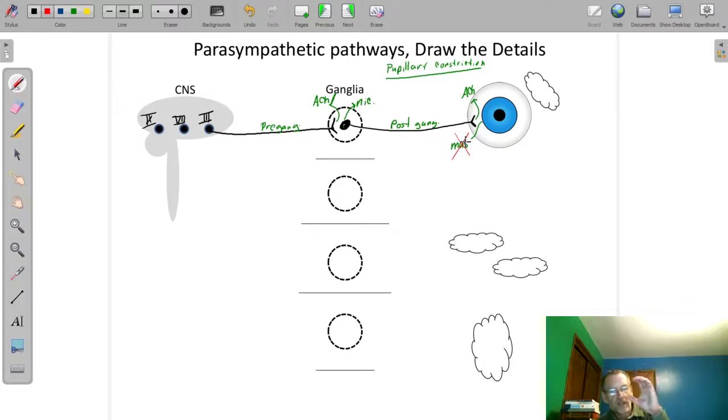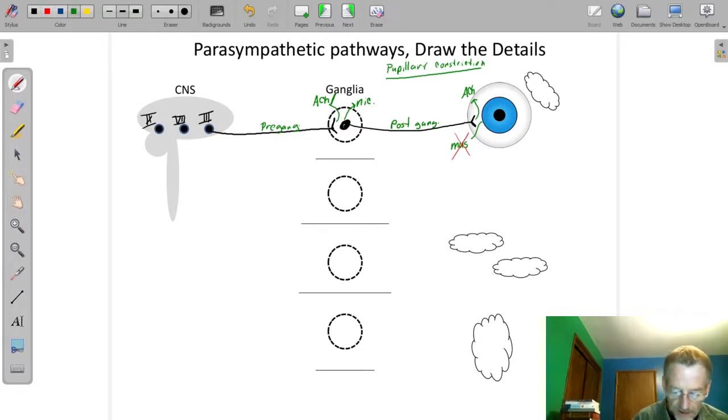Pupils can't constrict, but you have dual innervation going to that muscle. The sympathetic fibers, which we're not drawing, are still active and they cause dilation. So you just removed one half of that antagonistic relationship. Okay, moving on. Let's do facial.